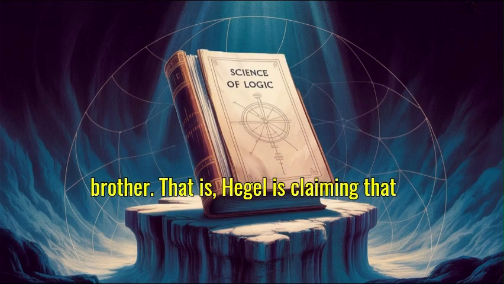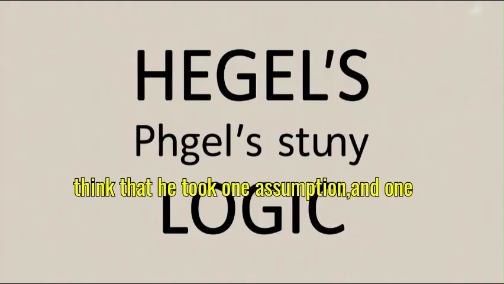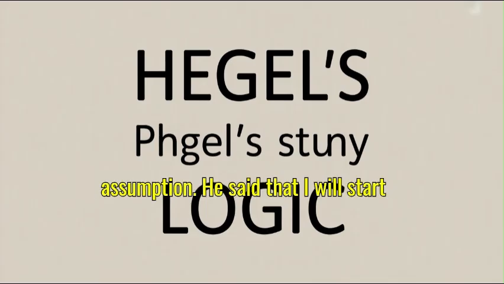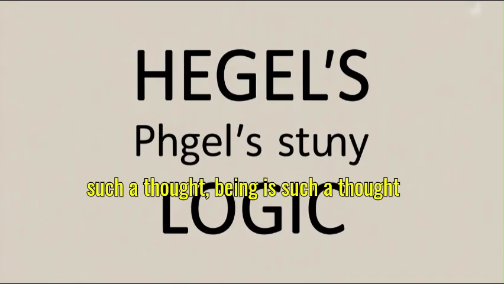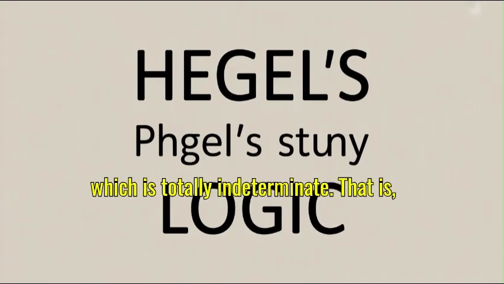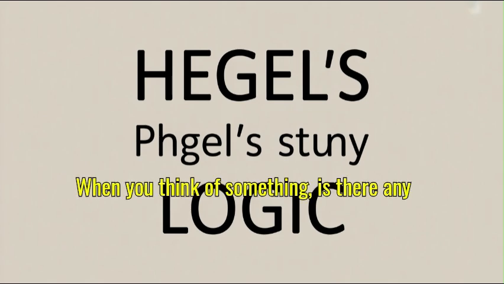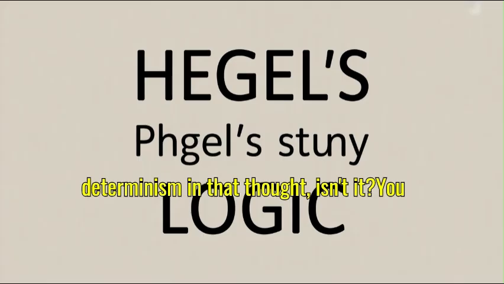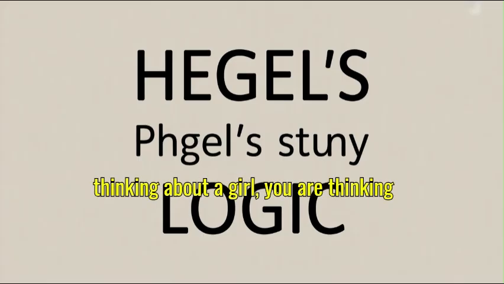Hegel is claiming that he started assumption-less philosophy. I think that he took one assumption. He said that I will start from being. Being is such a thought which is totally indeterminate. That is, there is no determinism in it, brother. When you think of something, is there any determinism in that thought? You are thinking about a car. You are thinking about a girl.